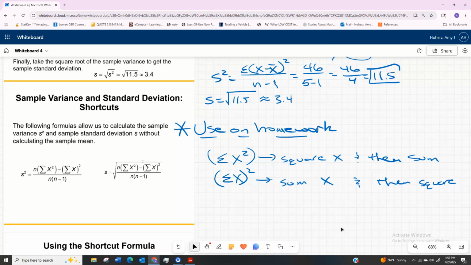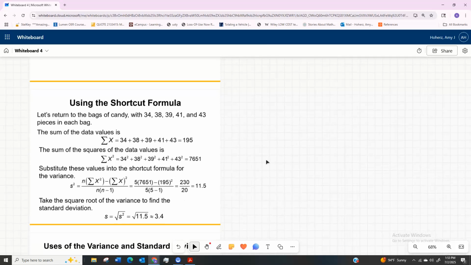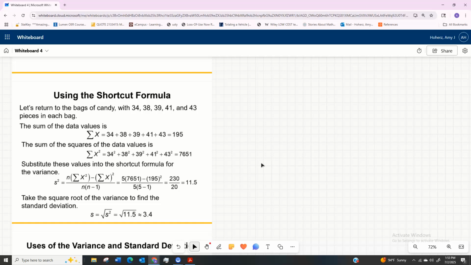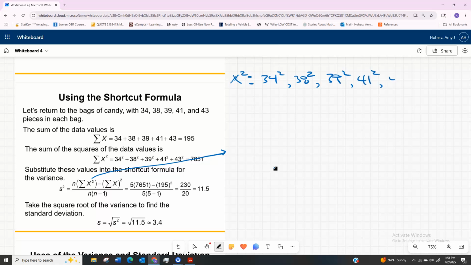So let's do that with a practice problem here. We're going to use the bags of candy again and use the shortcut formula. So we've got our 5 bags of candy, and to get this value right here, we're going to do the x squares. So the x squares are 34 squared, 38 squared, 38 squared, 39 squared, 41 squared, and 43 squared.